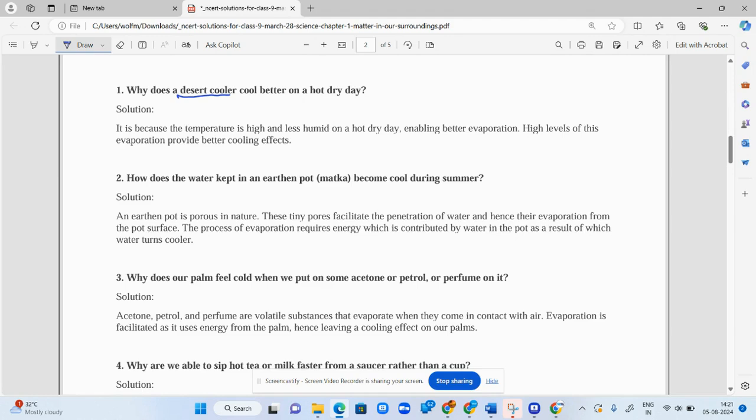But room heaters, where will you place them? On the top or at the bottom? Because hot air rises up, it should be placed at the bottom.